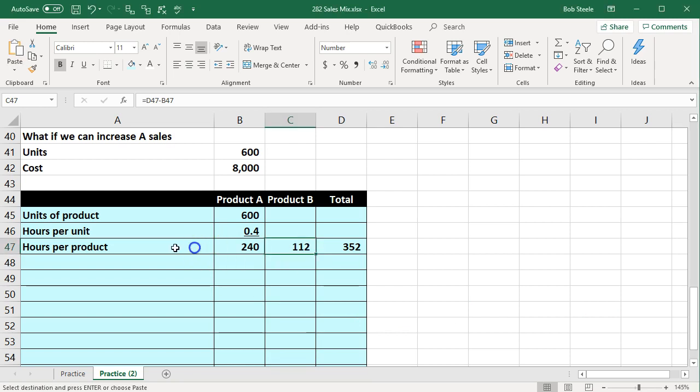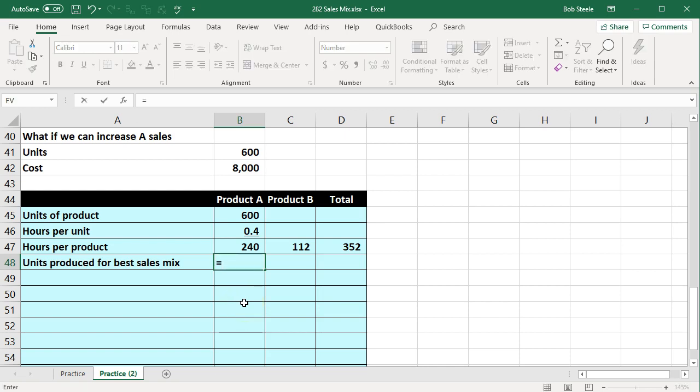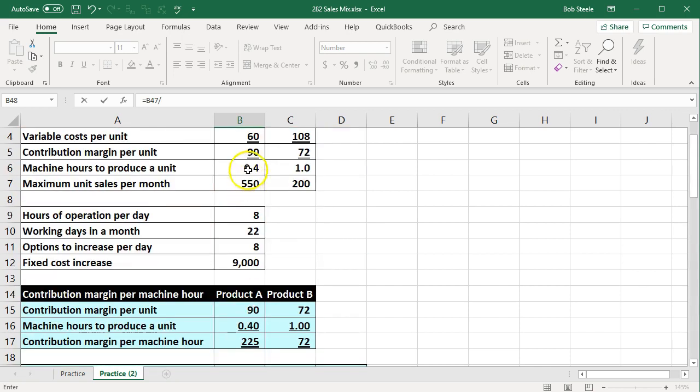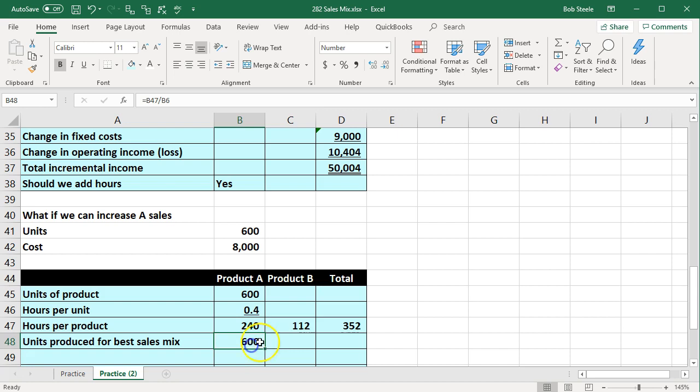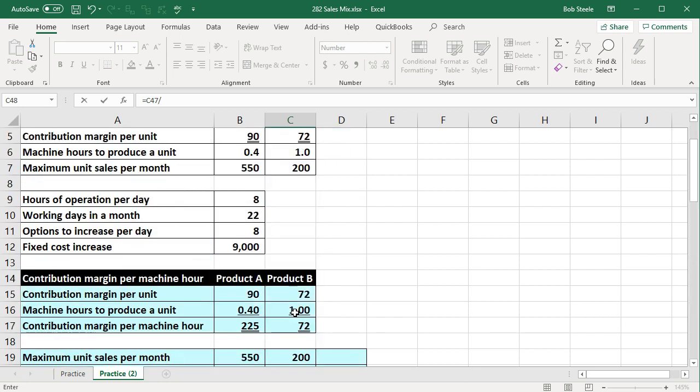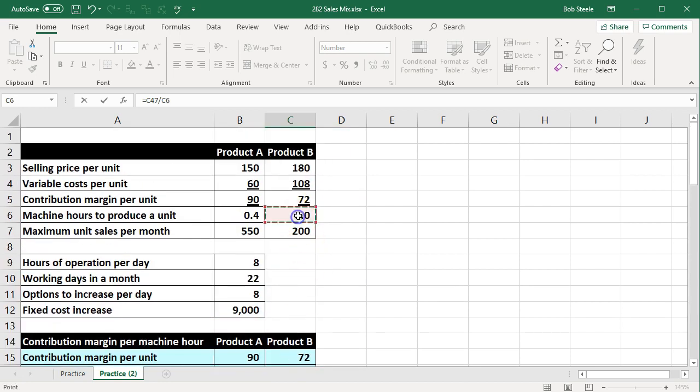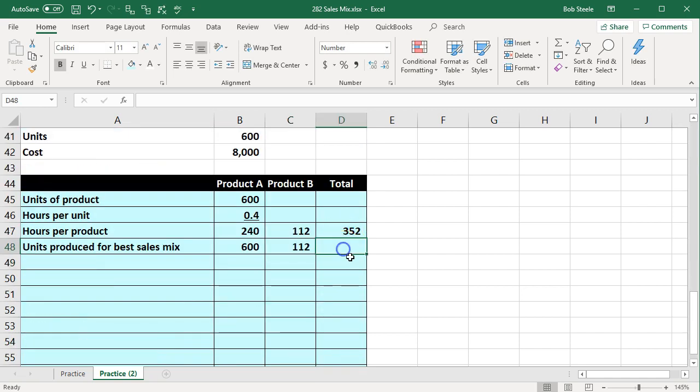So then, all right, the units produced for the best mix is going to be equal to the 240 hours, obviously, divided by 0.4, which is going to give us that same 600, right? Because that's what we figured in the first place. So then the B units are going to be 112 divided by the number of hours that it takes, 1 hour. We said 1 hour, so that's going to be the 112, and we'll keep that there.